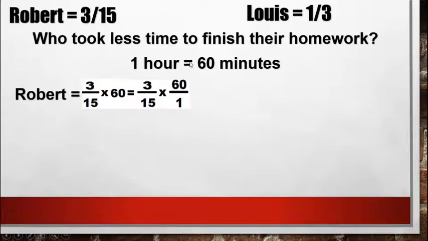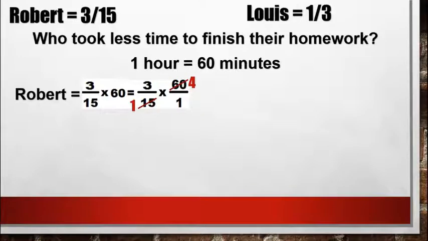Now that we are done with converting, let's see if there is a common divisor. For example, 3 and 1: is there any divisible between them? No. How about 15 and 60? Yes, it is divisible by 15. So 15 divided by 15 is equal to 1, and 60 divided by 15 is equal to 4. So we can now multiply directly.